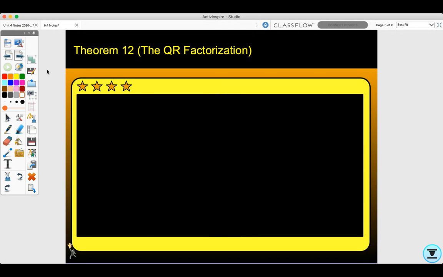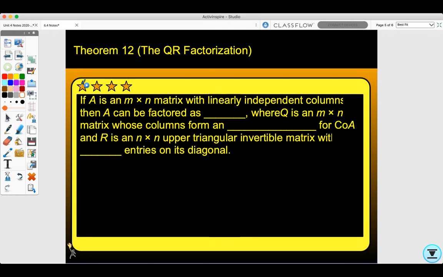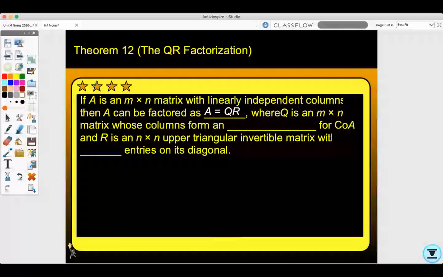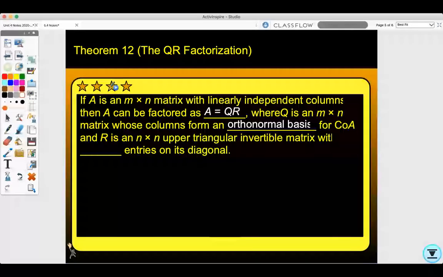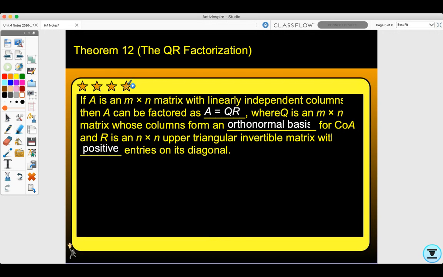Theorem 12, the QR factorization. If A is an m by n matrix with linearly independent columns, then A can be factored as A equals QR, where Q is an m by n matrix whose columns form an orthonormal basis for Col A, and R is an n by n upper triangular invertible matrix with positive entries on its diagonal.